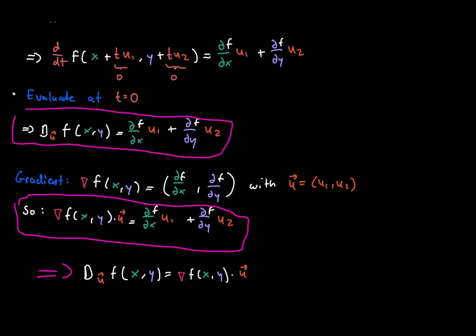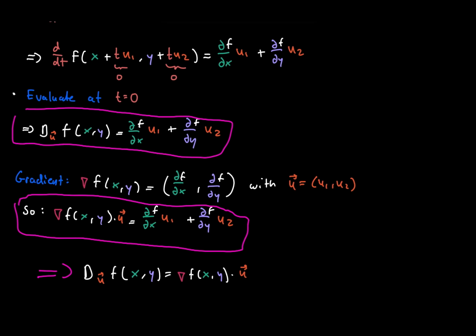Geometrically, this tells us something very important. The gradient contains all the information about how the function changes. The vector u tells us the direction in which we move. Their dot product measures how much of the gradient points in that direction. So if u points in the same direction as the gradient, the change is maximal. If u is perpendicular to the gradient, there is no change at all.